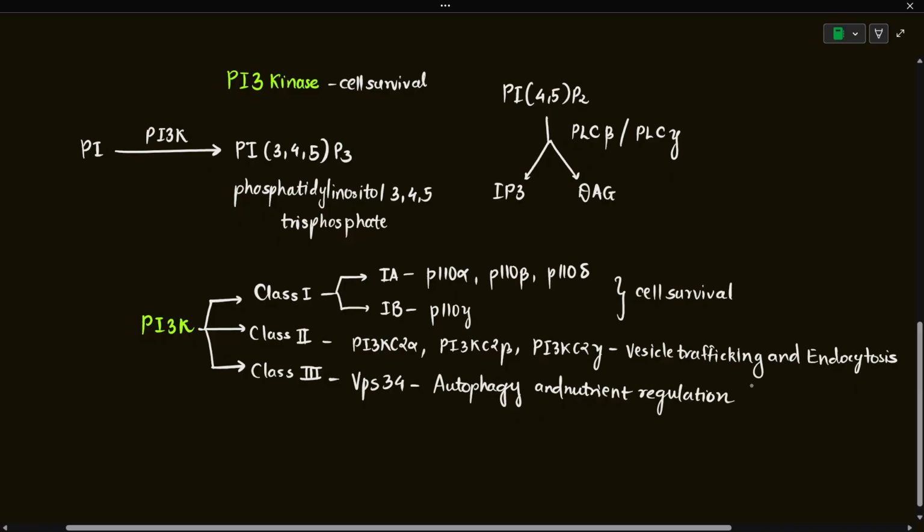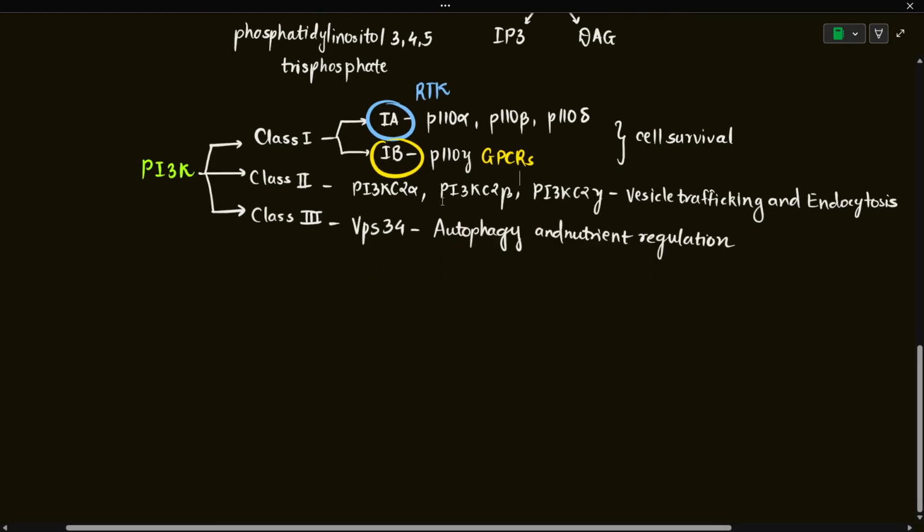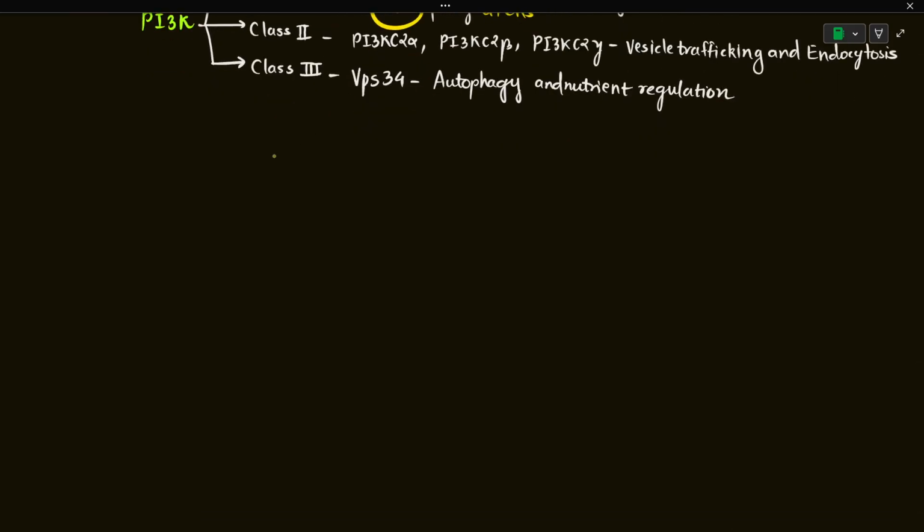Okay, so the class 1A category of the PI3 kinases is activated by receptor tyrosine kinases, whereas the class 1B kinases are activated by GPCRs. Okay, so today we are going to discuss the RTK mediated activation of PI3 kinase. But let's also discuss briefly how GPCR activates the PI3 kinase.